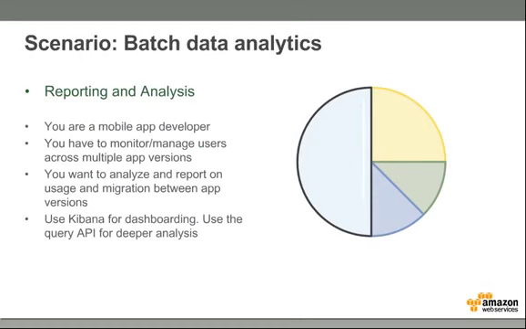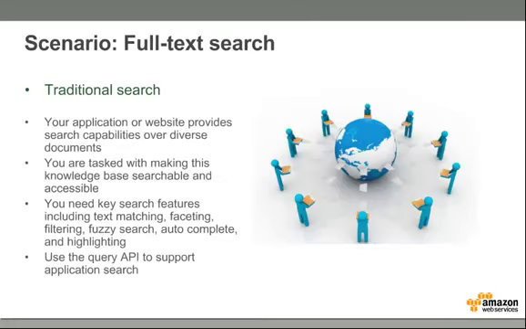A closely related use case that we have is more of a batch analytics use case where customers are using clickstreams to look at how their users are using their applications, whether their applications are successfully engaging their users and figuring out what's going on underneath. The final use case that we have is the full text use case. And just to emphasize that Elasticsearch does provide full text.